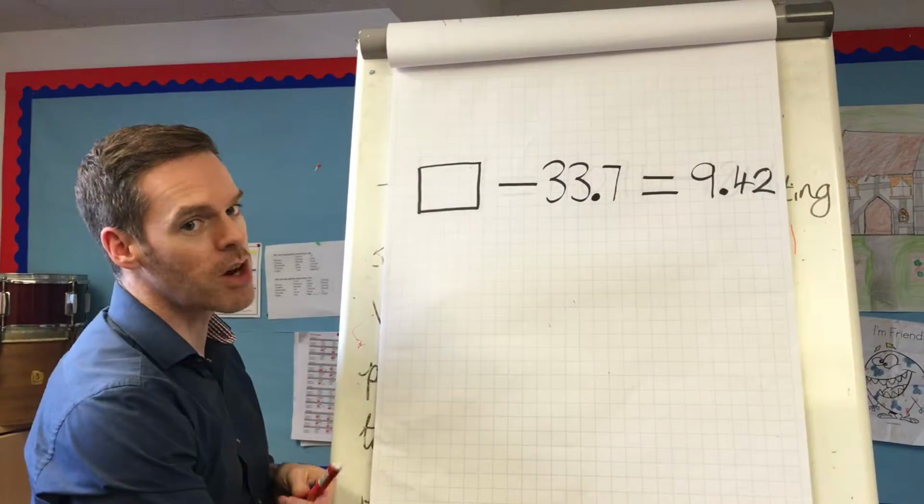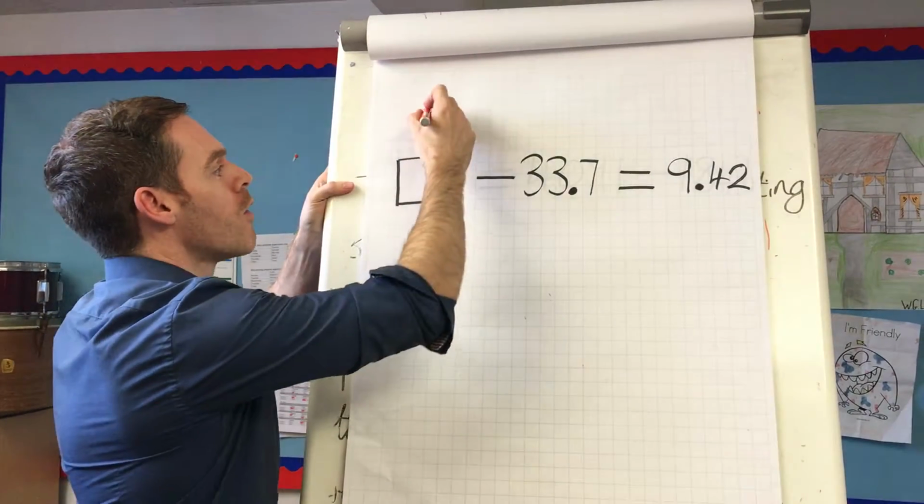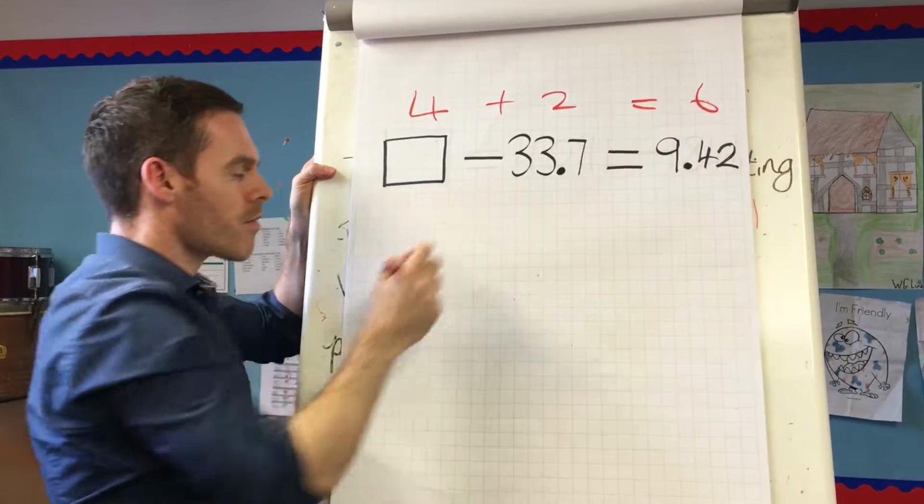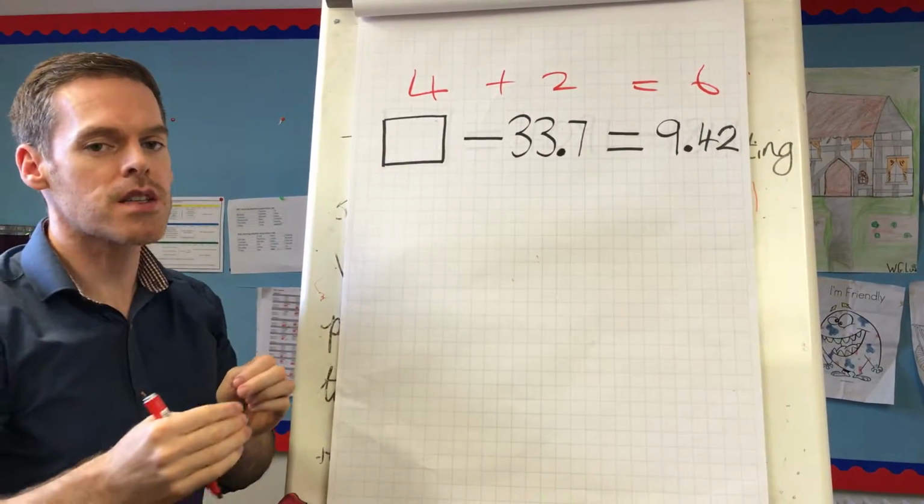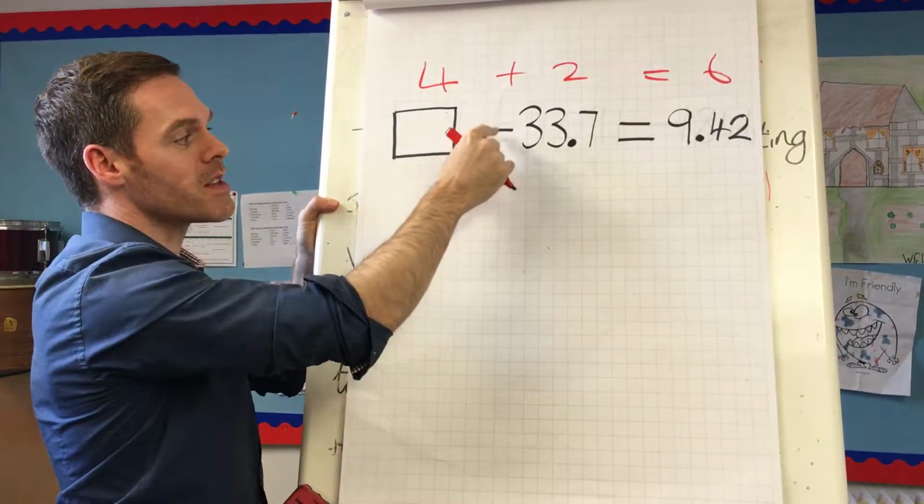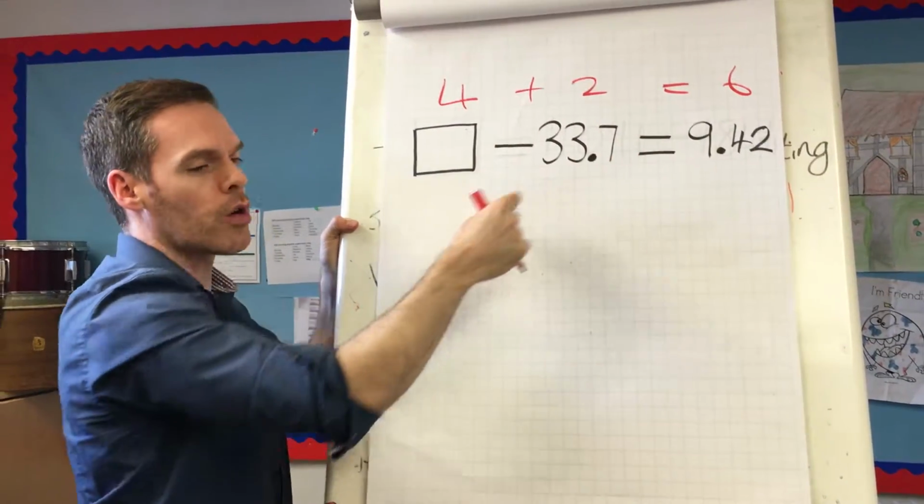I'm going to write my magic number sentence on top. My magic number sentence, as you know, is 4 plus 2 equals 6. The next thing we need to check for is if our magic number sentence follows the same pattern as the problem. You can see in this case, it doesn't. This is a plus, but this is a minus. I now need to change my magic number sentence to fit the pattern in order to help me.